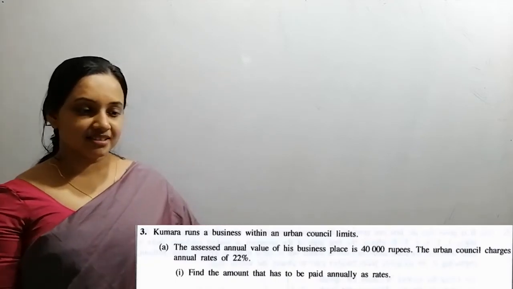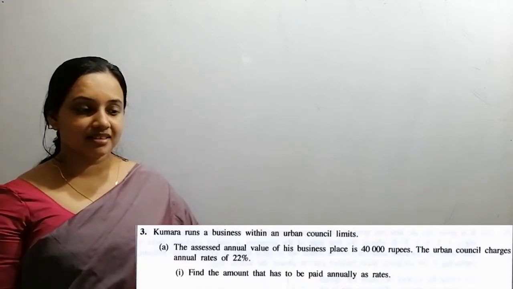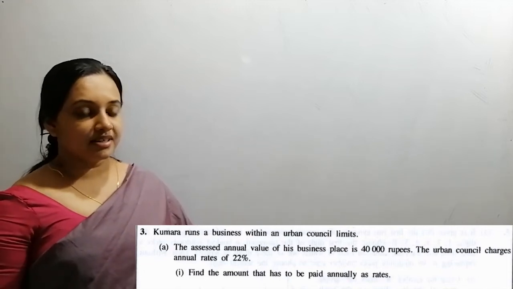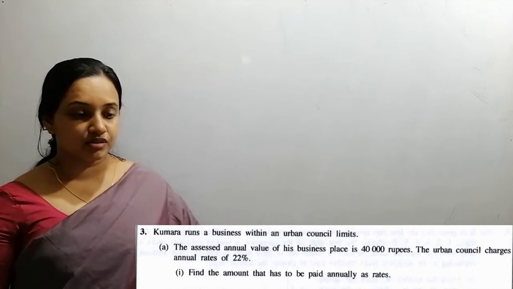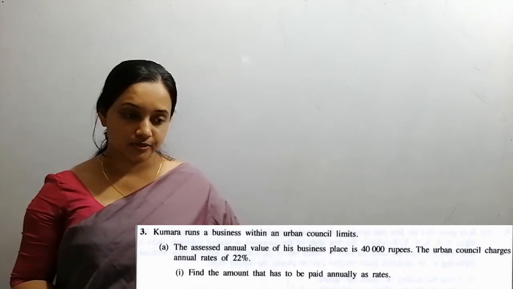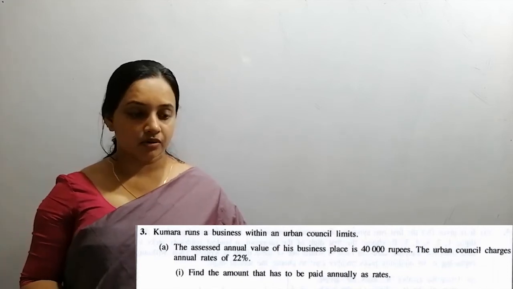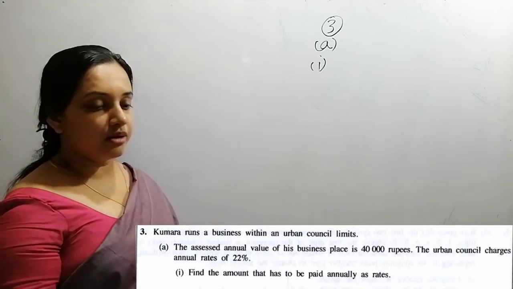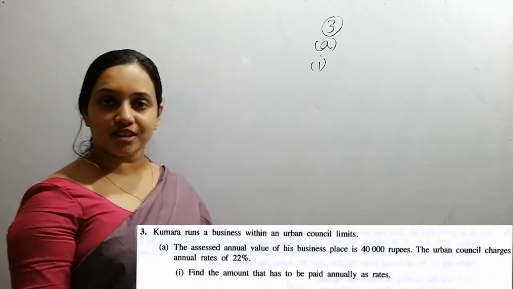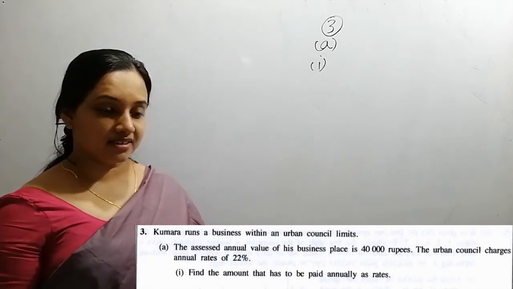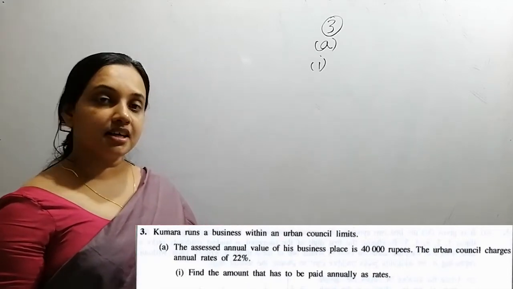Then question number 3. Kumar runs a business within an urban council limit. Part A. The assessed annual value of his business place is 40,000 rupees. The urban council charges annual rates of 22%. Find the amount that has to be paid as annual rates. The assessed annual value of his business is 40,000 rupees and he has to pay 22% as urban council charges.